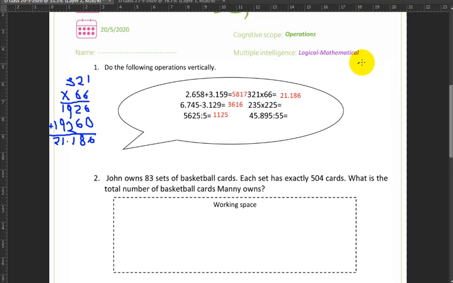Next up, we have 3-digit numbers times 3-digit numbers. So, okay, 235 times 225. 5 by 5 makes 25, right? 5 carry 2. 5 by 3 makes 15, plus 2 that I carried over makes 17. Right, 7 carry 1. 5 by 2 makes 10, plus 1 that I carried over makes 11.